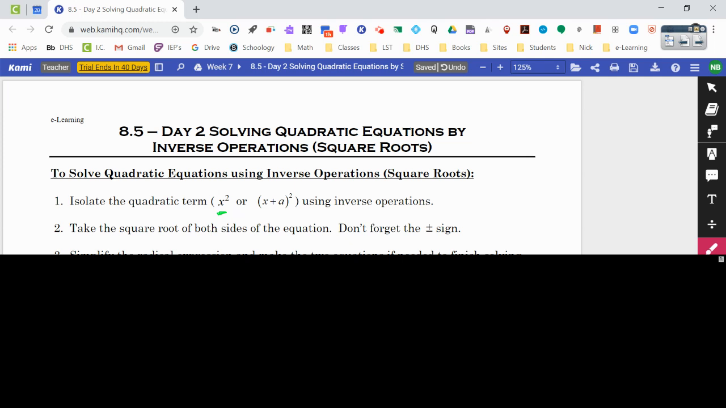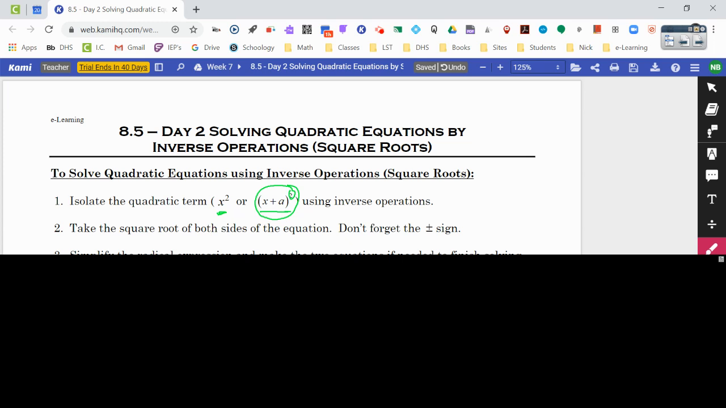Today, you're going to notice our quadratic equations are going to have parentheses. So it's going to be x plus some number or x minus some number, squared. This is going to be our quadratic term today, inside a set of parentheses. And we know it's a quadratic term because of that little exponent of 2. Whether x is by itself with that squared, or it's a quantity inside of parentheses being squared, that is also a quadratic term.